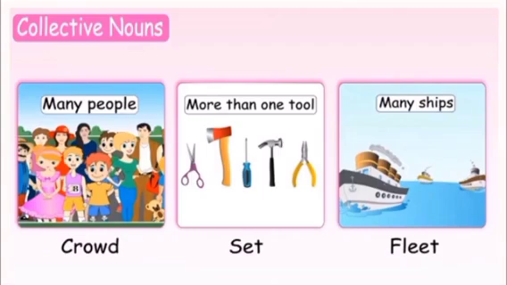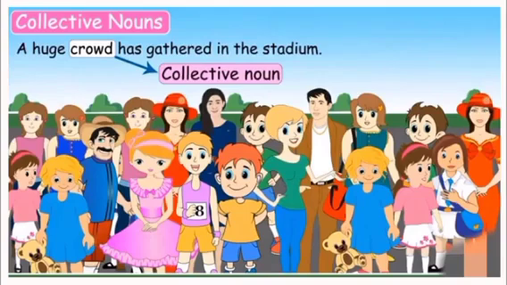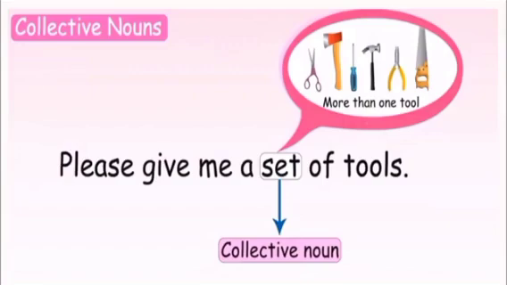Students, now look at this picture. Here we can see a huge crowd, right? Now let's frame a sentence. A huge crowd has gathered in the stadium. In this sentence, crowd refers to collective noun. Students, in this picture, set refers to more than one tool. Now, let's frame a sentence. Please give me a set of tools. Here, set refers to collective noun.